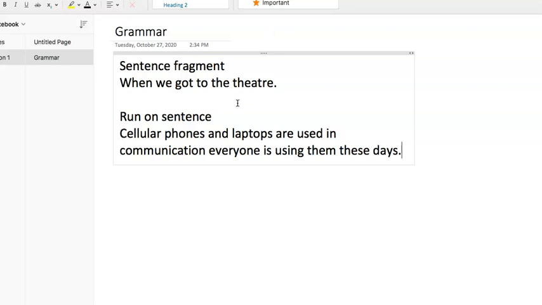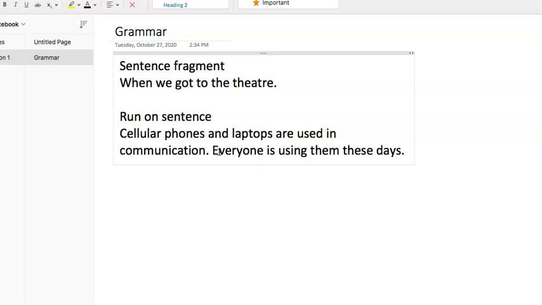Cell phones and laptops are used in communication, comma, and the word and, right? Once we do that, that looks all of a sudden like a good sentence. So now we've changed that from a run-on sentence, right? And probably your other most obvious answer is just to break it into two sentences, right? Cellular phones and laptops are used in communication, period. Everyone is using them these days, right? So you definitely have two independent clauses here, right?